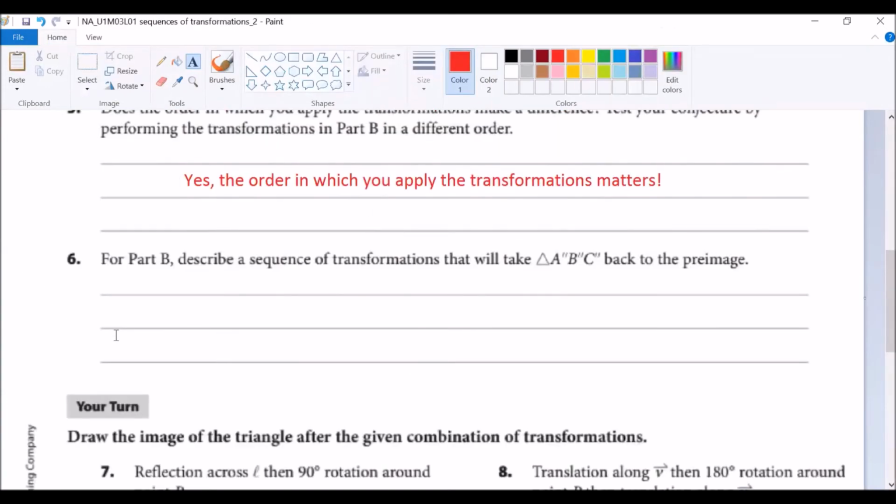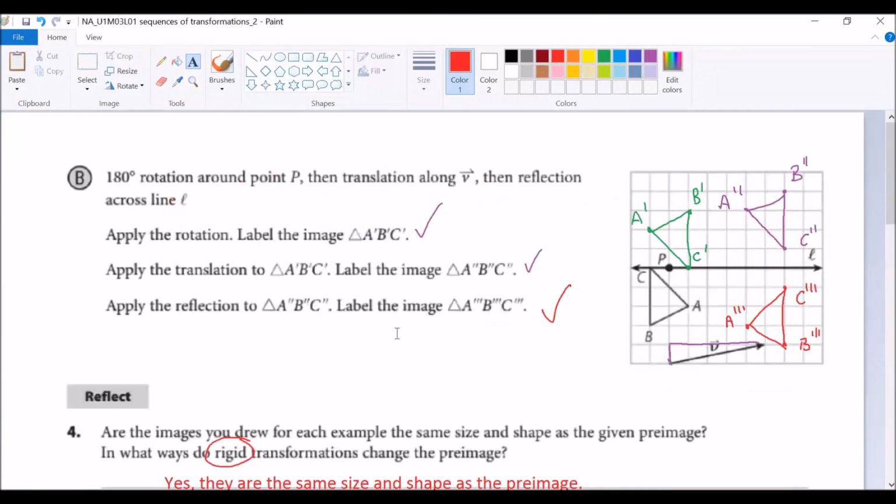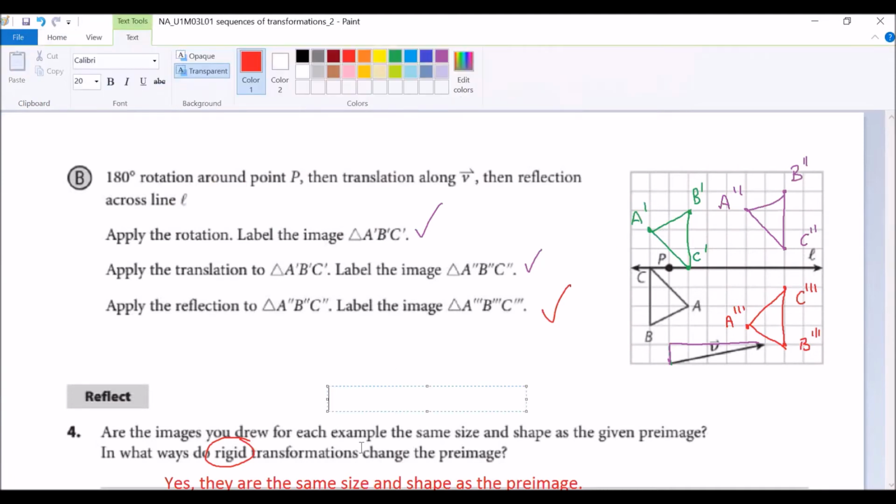For part B, describe a sequence of transformations that will take A double prime, B double prime, C double prime back to the pre-image. So we're going from the double primes. Let's look. Well, we could translate in the opposite direction. So we can say, I'm going to write it right here. 1.